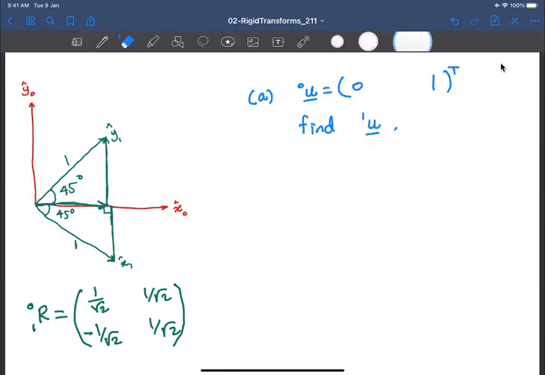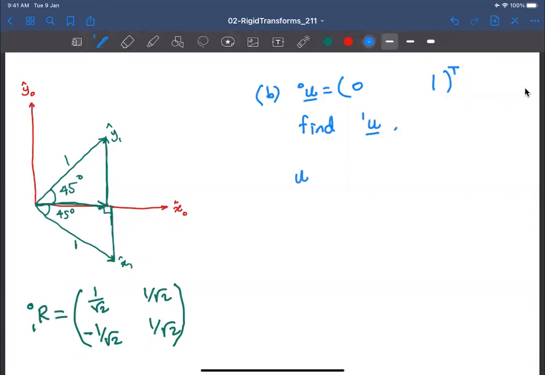So the next problem is that we are given u in 0 now, and we would like to find u in 1, given the same matrix, of course, the same rotation matrix that relates the green frame with the red frame, okay? So again, we start with what we know.